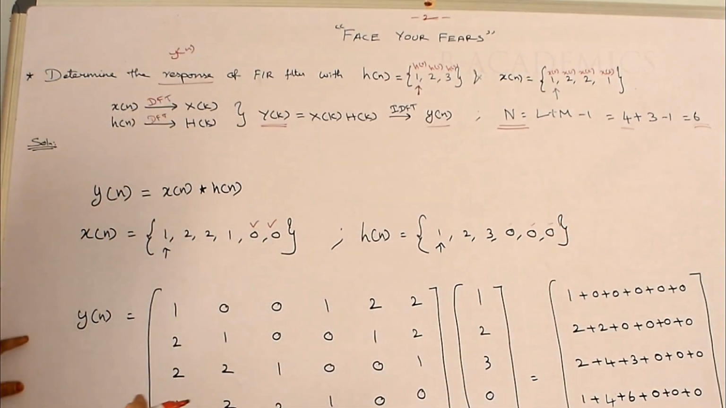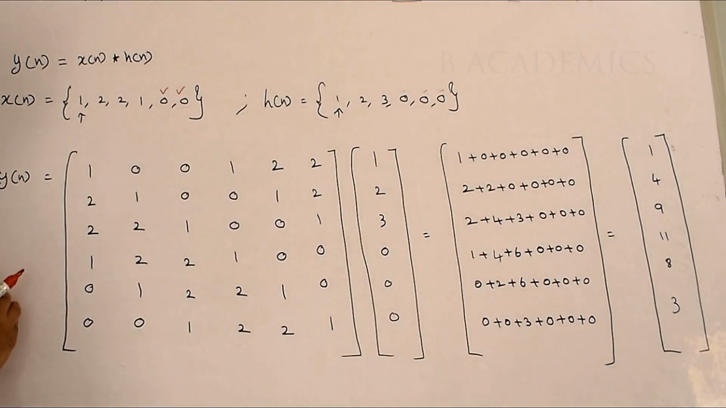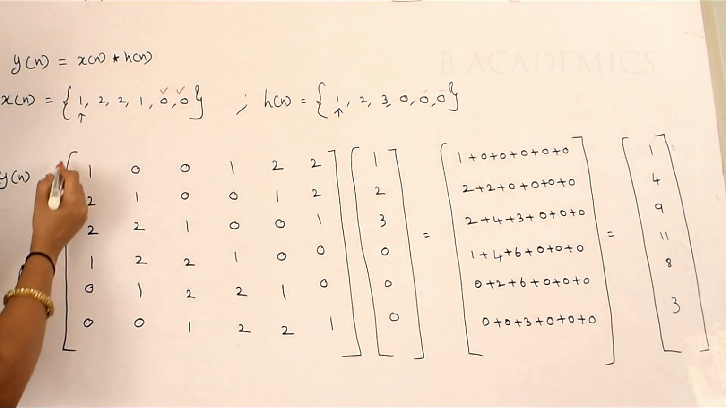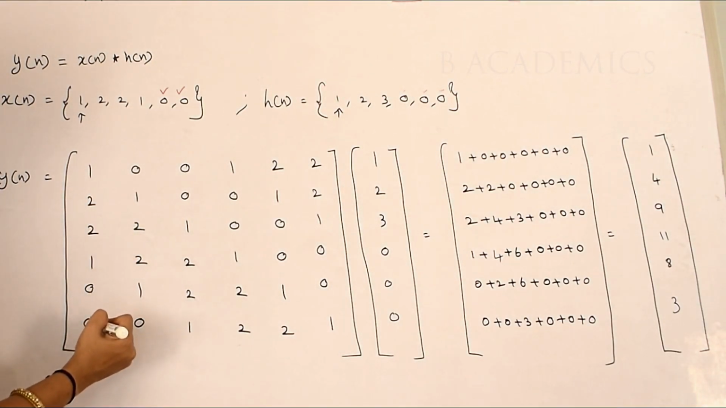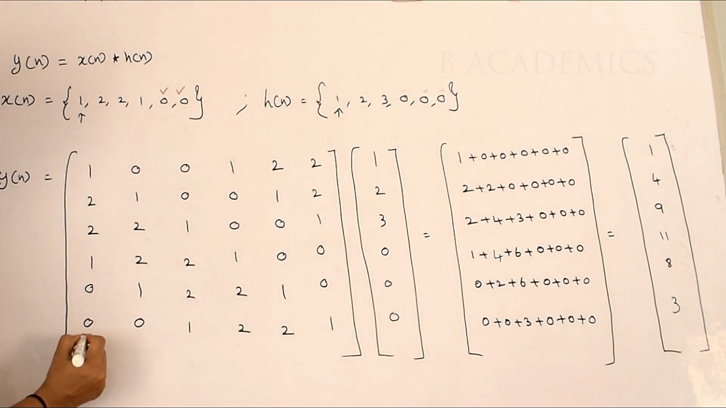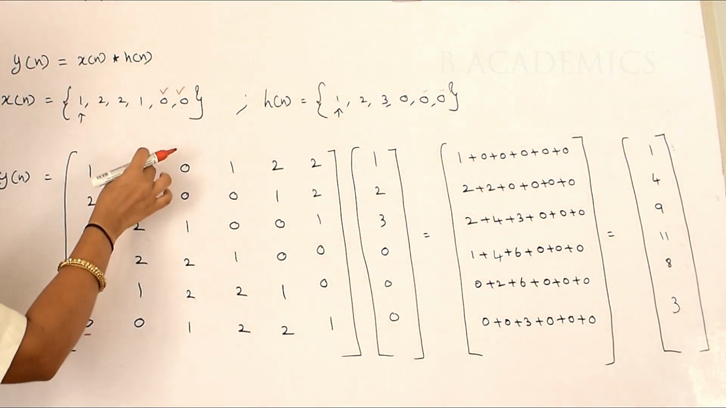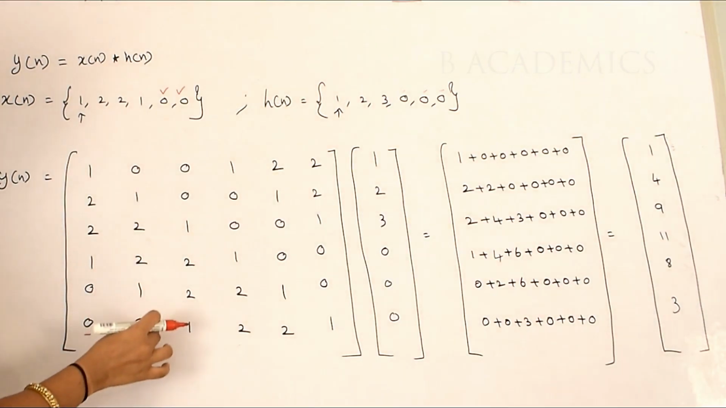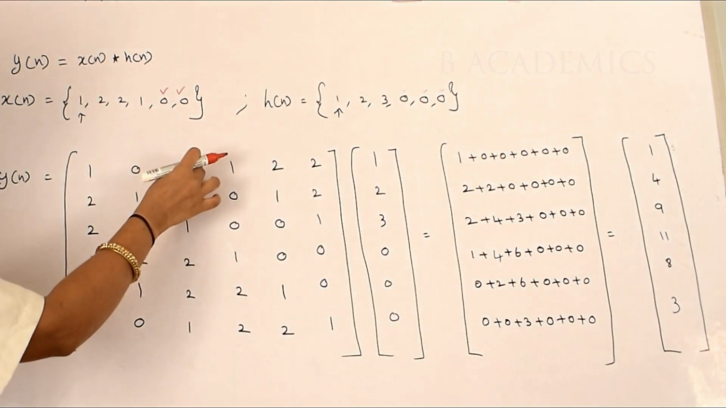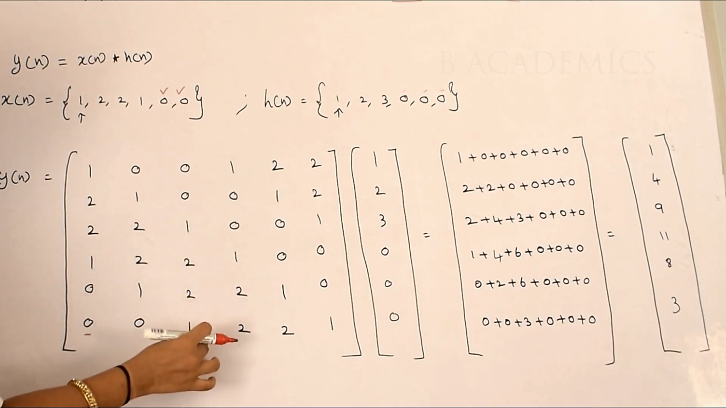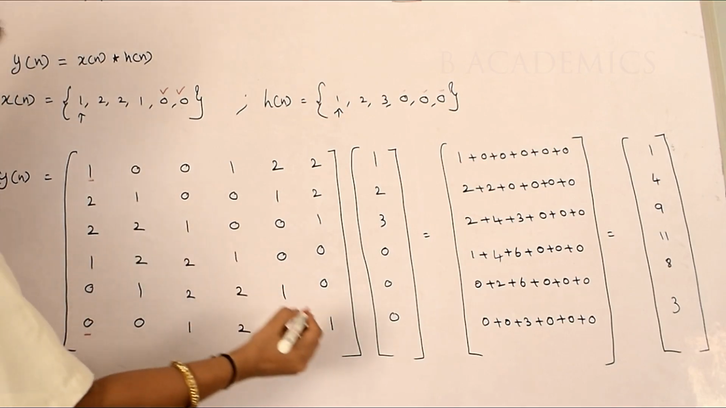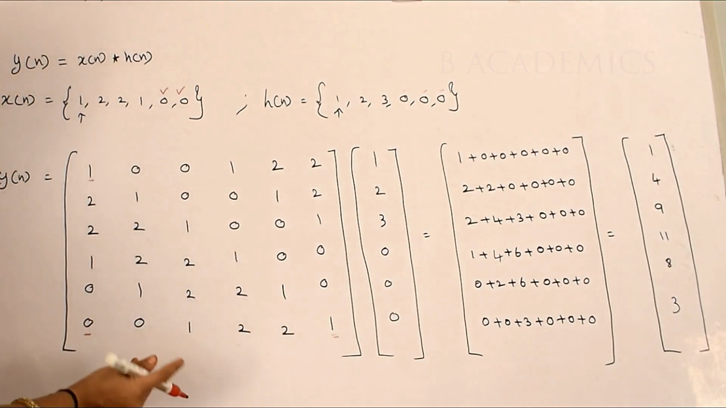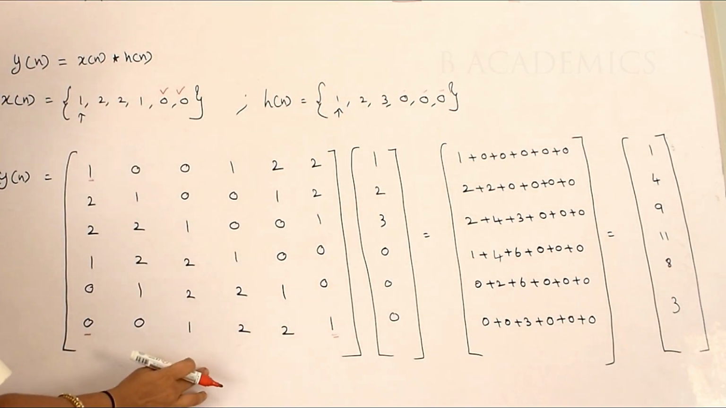Now we will perform the matrix format of the circular convolution. x of n is 1, 2, 2, 1, 0, 0. So we have to write the last point at the first: 0, 1, 2, 2, 1, 0. Again last at the first: 0, 0, 1, 2, 2, 1. We have to continue until we get the first element at the end. This is your x of n matrix.